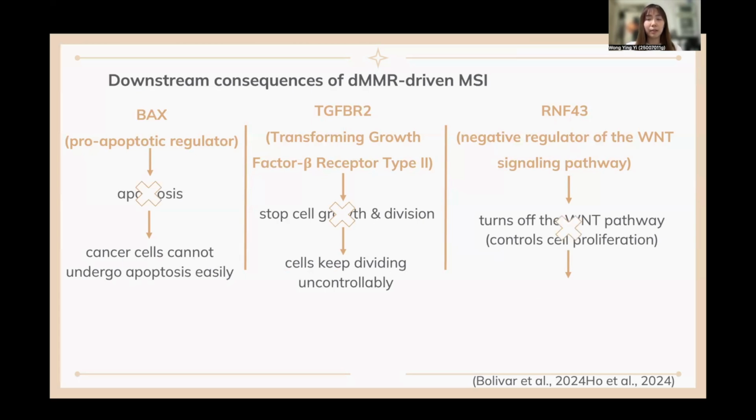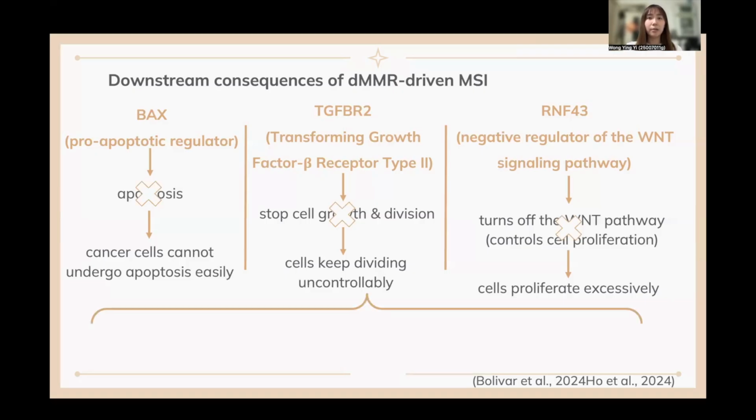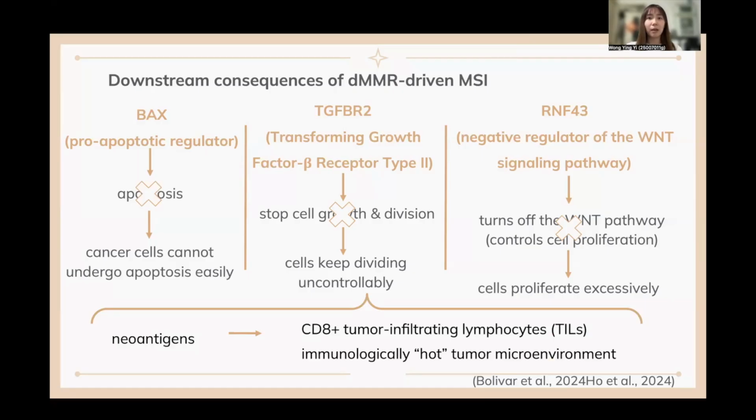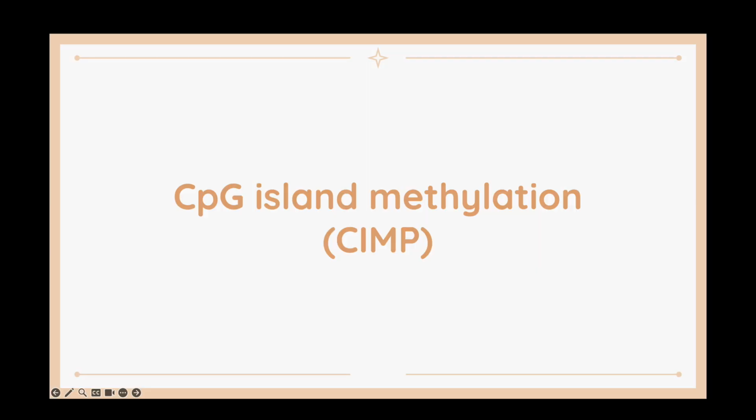cell proliferation. This significantly increases the tumor mutational burden and also produces a large number of neoantigens from frameshift mutations, triggering a strong anti-tumor immune response, with a large amount of CD8 positive tumor infiltrating lymphocytes and an immunologically hot tumor microenvironment. This robust immunogenicity is the hallmark of MSI high tumors.